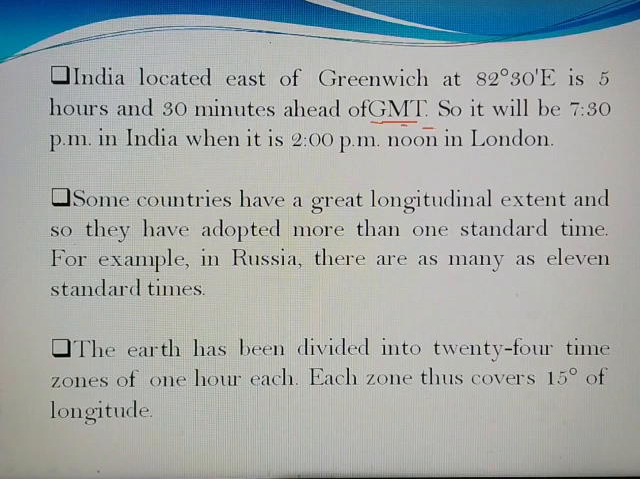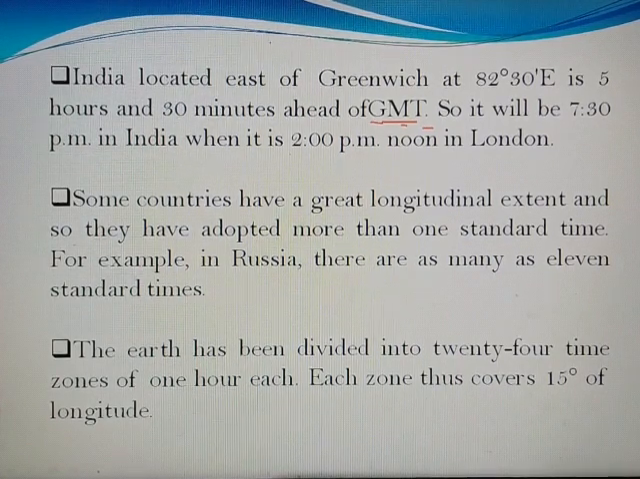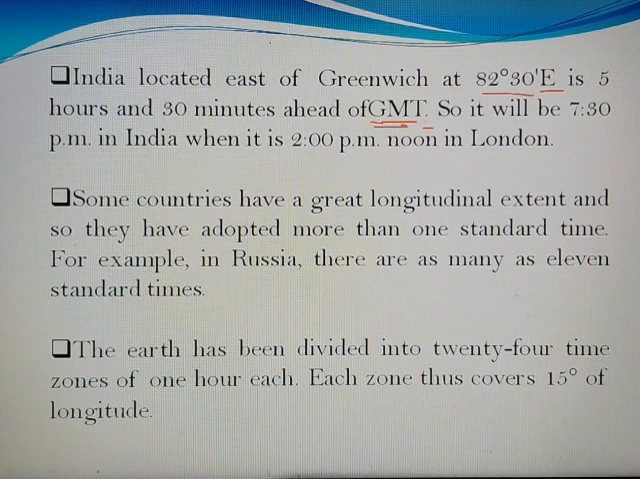noon in London. As I told you earlier also, for every 15 degrees there will be a difference of 1 hour. When we go to the eastern side, the timing is ahead, that means in advance, and when we go to the western side it is delayed. So India is on the eastern side. Another thing is that the Indian Standard Time and Greenwich Mean Time differ by 5 hours and 30 minutes.